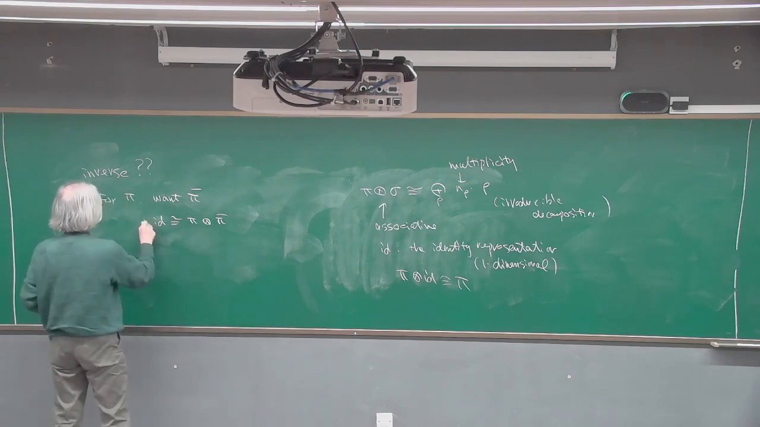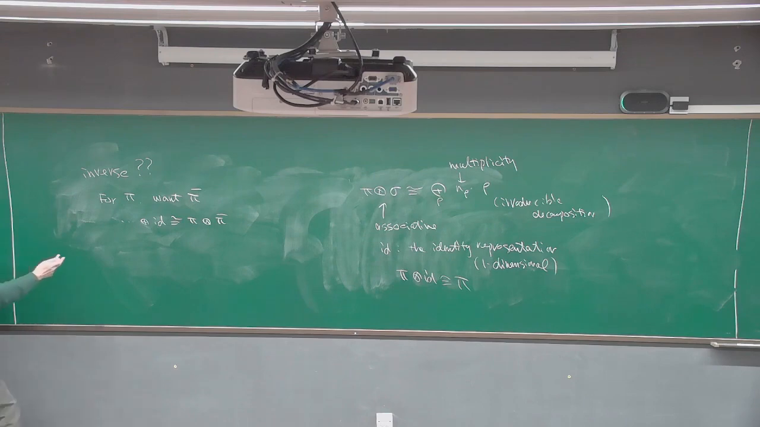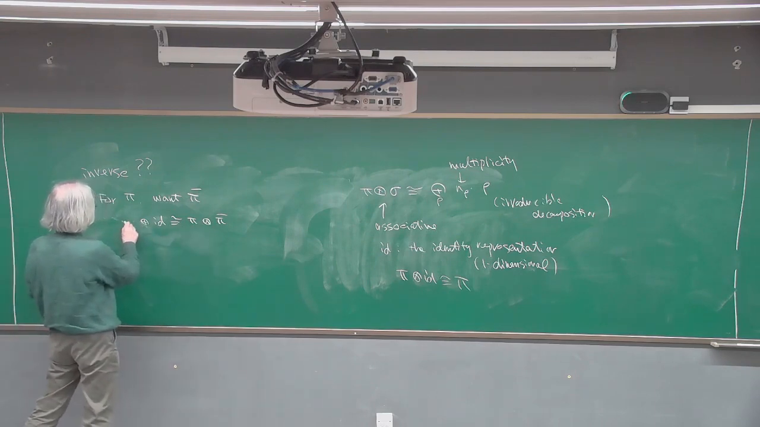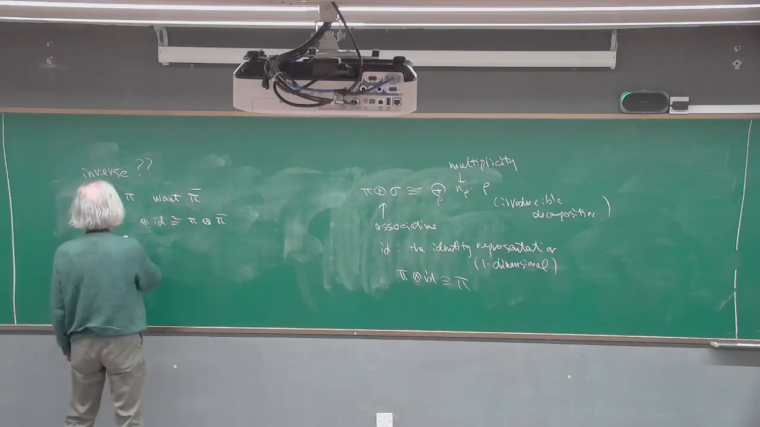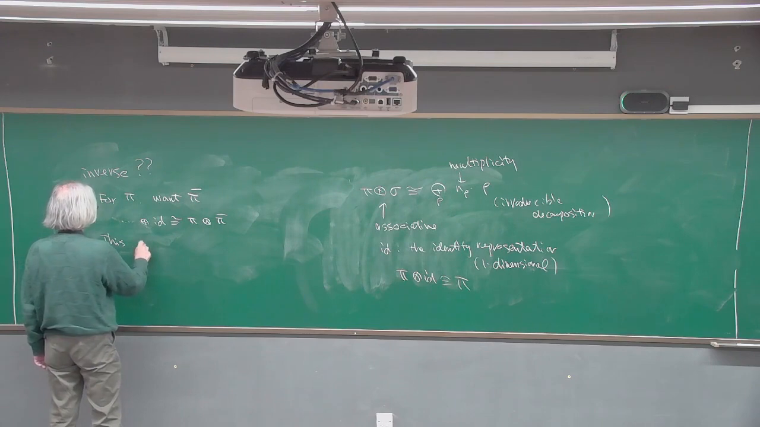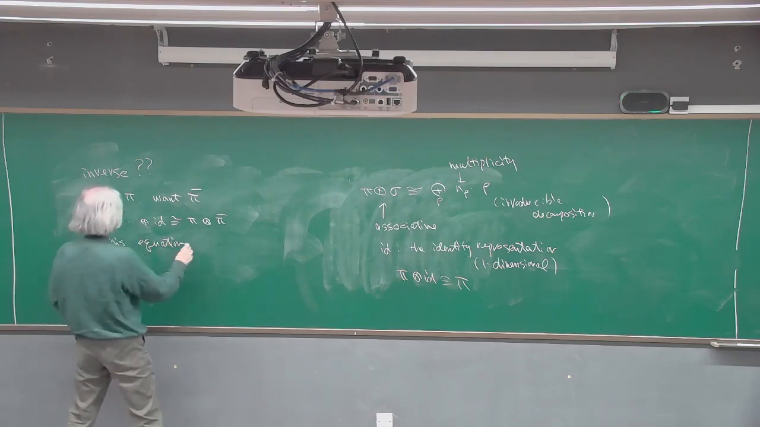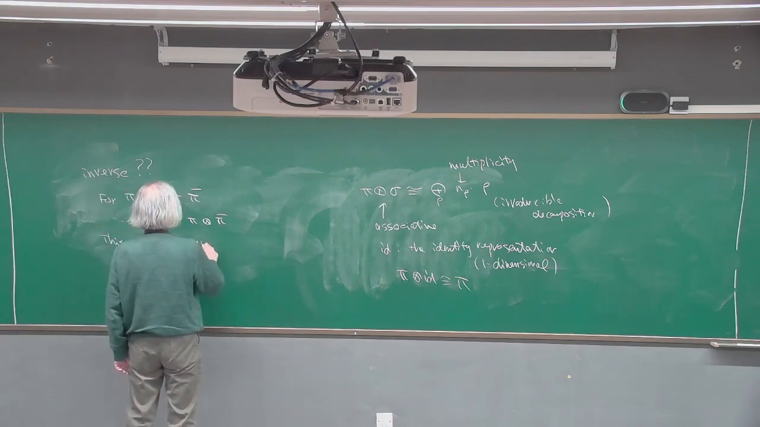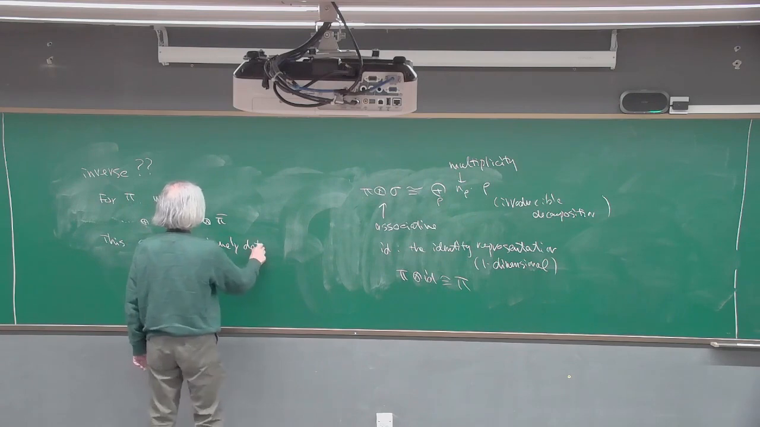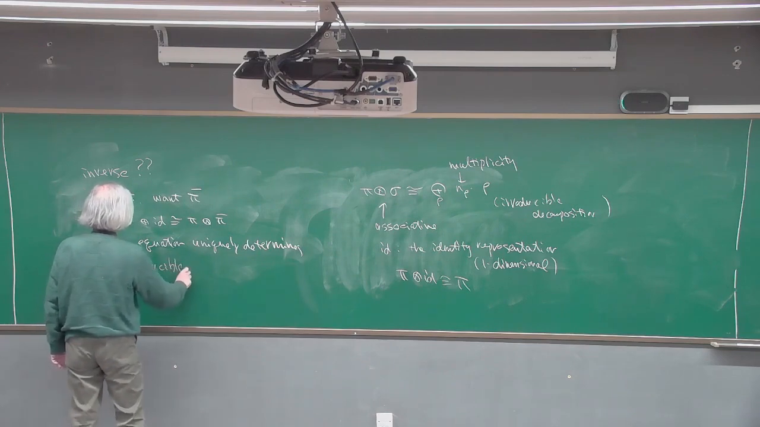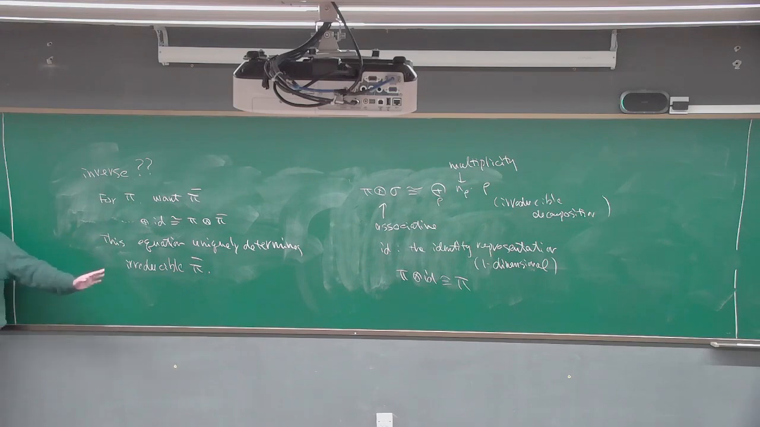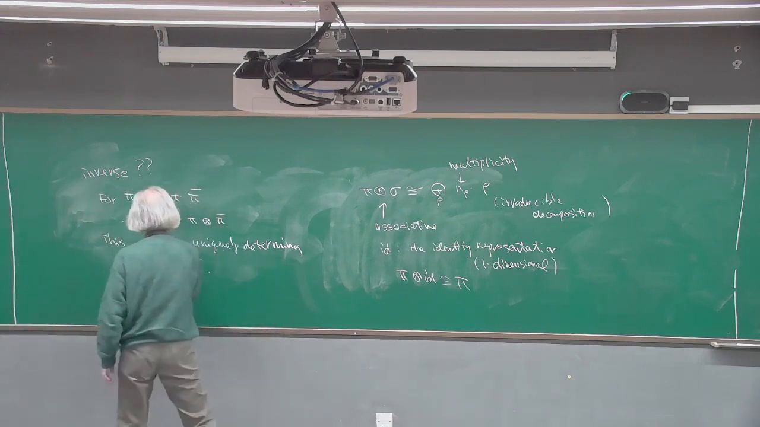So then what we have is this one. Here, pi tensor pi bar contains the identity in its irreducible decomposition, but we have something else. So we could have something. Then actually this equation uniquely determines pi bar, because of irreducibility. So in this way, this is the kind of inverse representation, and this is called a dual representation.